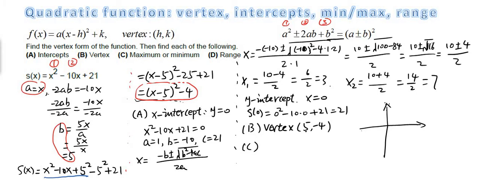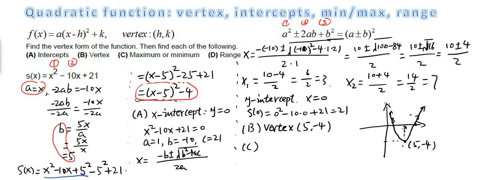And we have the vertex, that is (5, negative 4). Here, and the x-intercept is 3, 7. So we can connect all the points. And the vertex is (5, negative 4).